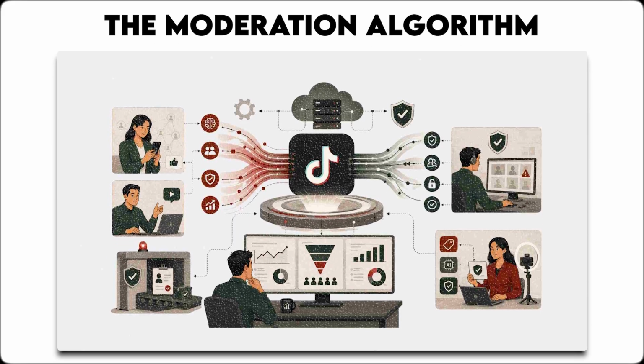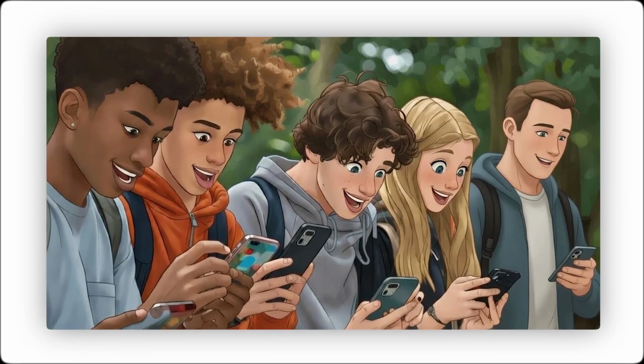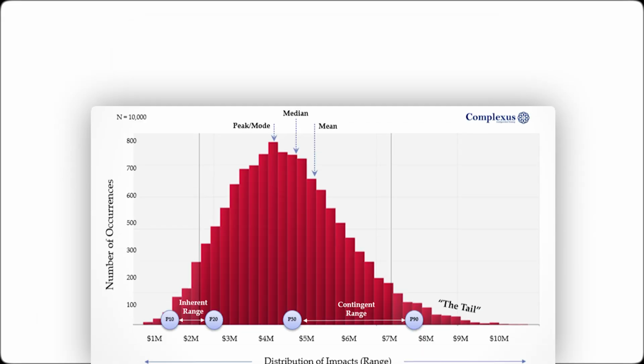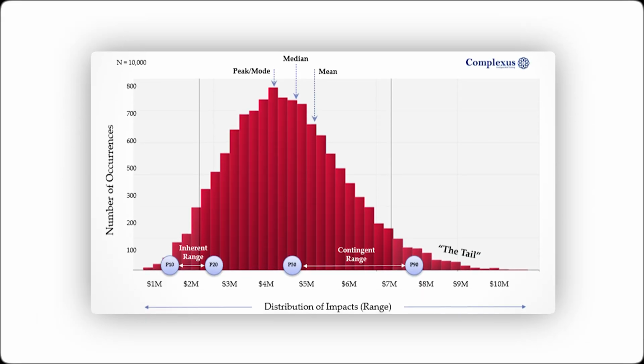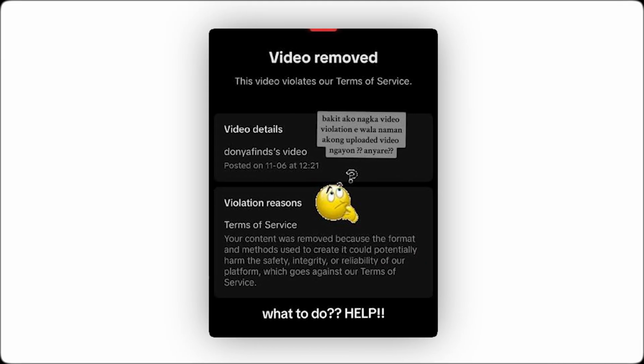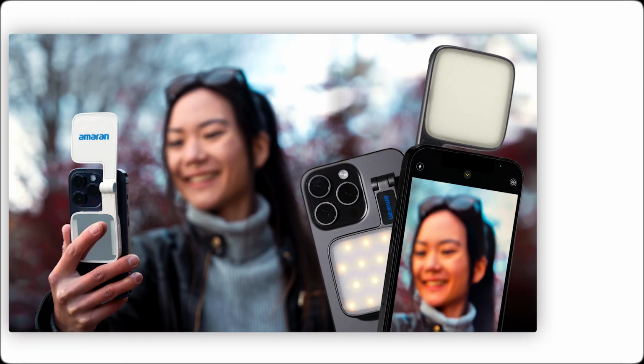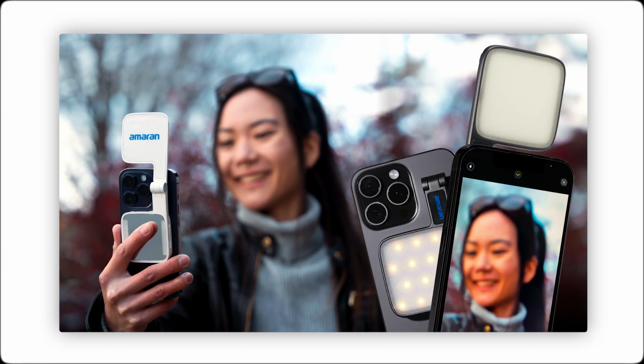The moderation algorithm. Before any video has a chance of reaching a large audience, TikTok runs it through a moderation layer that scans for content that may break community guidelines or carry distribution risk. This can result in a video being removed, age-restricted, or quietly limited in reach, without the creator necessarily being told which of those things happened or why.